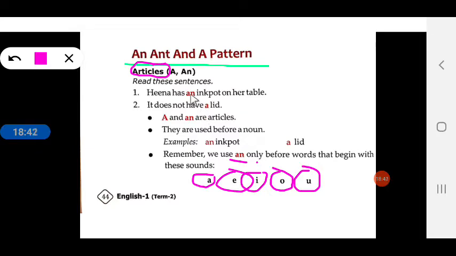So the article an is used before the words which begin with A, E, I, O, U. For example, apple. Before that word we use an. Why? The first letter of apple is A, so it is a vowel, correct, no? So before that word, we must use an. Same as umbrella. What is the first letter of umbrella? U. U is a vowel, correct, no? So before that word, we use an: an umbrella, an inkpot, an insect, an ox, an axe, an elephant, an empty box. So you must know that we use an only before words that begin with vowel sounds, A, E, I, O, U. Okay, now let me go to the next page.